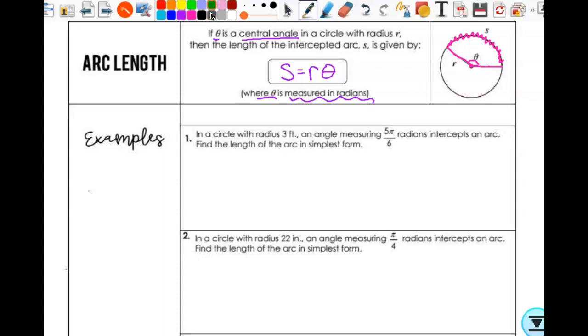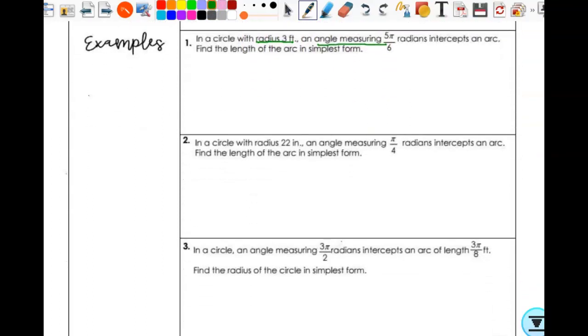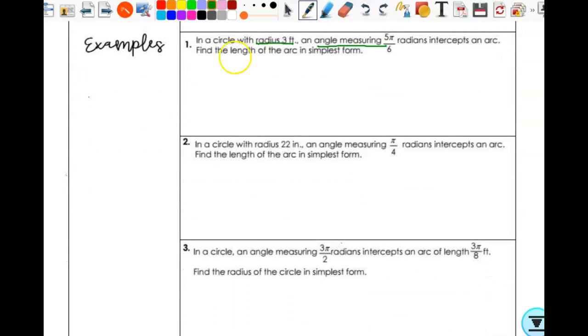It says in a circle with radius of 3 feet, an angle measuring 5 pi over 6 radians, intercepts an arc, find the length of the arc in simplest form. All right, so I want the length of the arc. That's S equals, my radius is 3 times the angle, which is 5 pi over 6. Okay? Now, we're going to talk calculator in just a minute, but we're going to do this one without a calculator. Because on some of these, it's just going to be easier for you to do it without a calculator. You've got to trust me on that. Plus, you need to be able to do it without one.